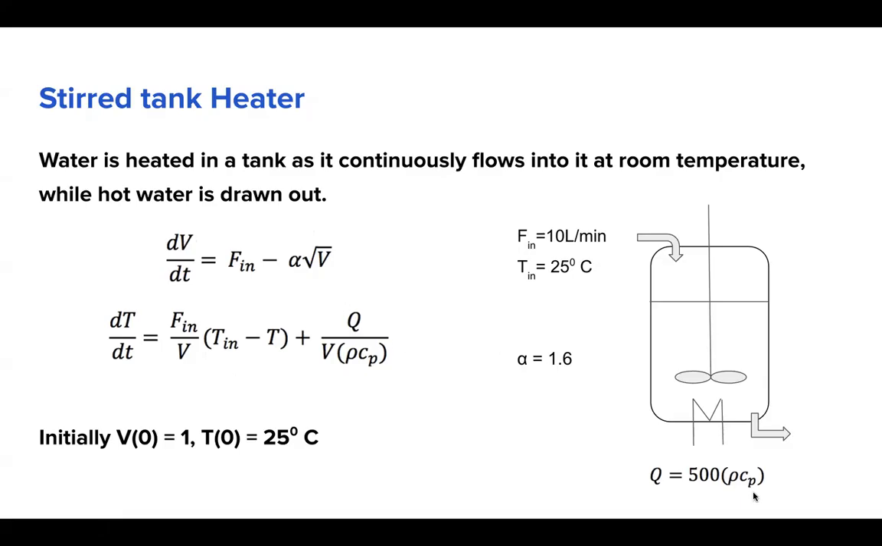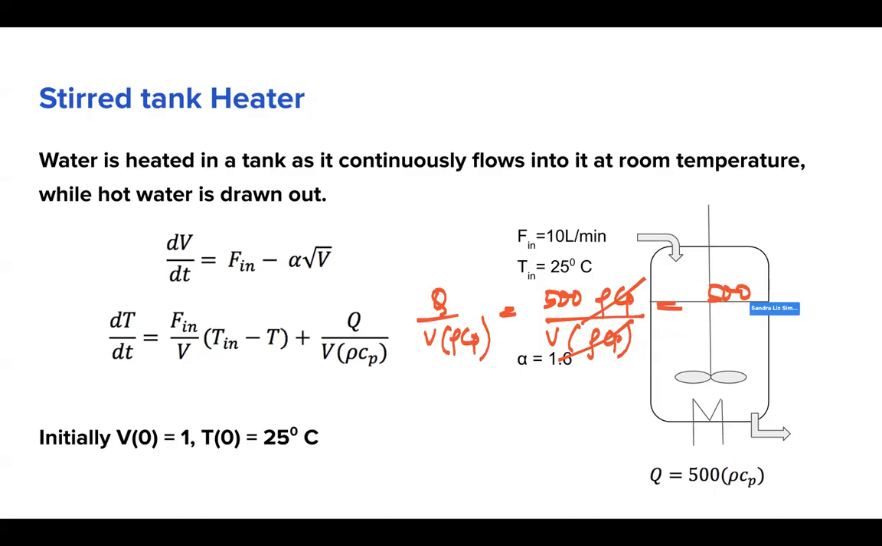Q value is also given to you. Q is given as 500 rho Cp, right? So what happens is, in the equation, when you substitute Q by V rho Cp, it is 500 rho Cp divided by V rho Cp. So this will get cancelled. This becomes just 500 by V, this part. Okay, this part becomes just 500 by V. We'll come to that when we are coding it.